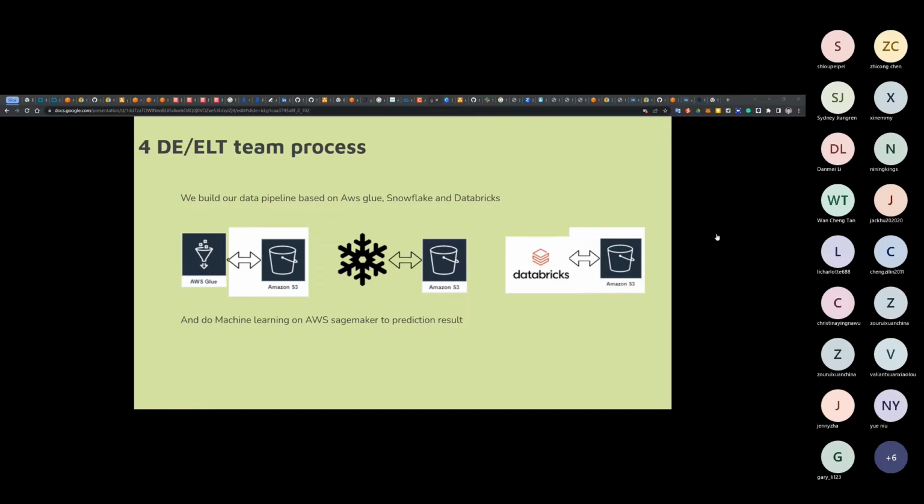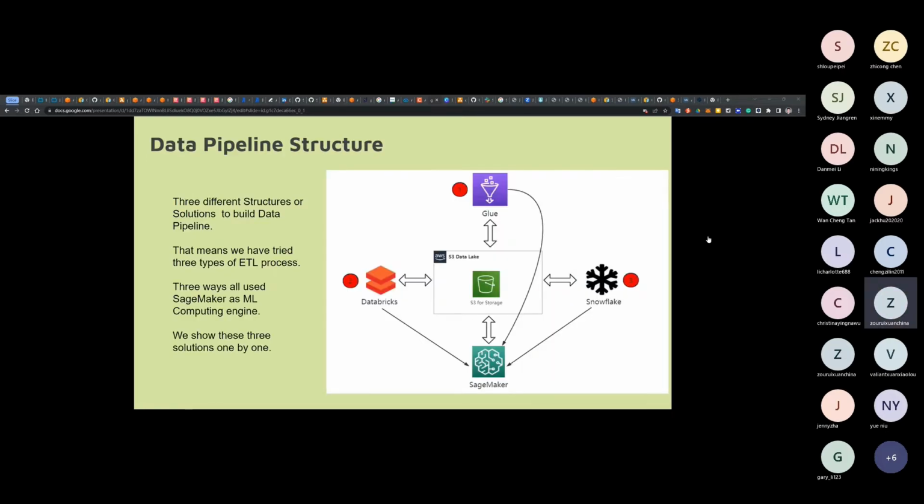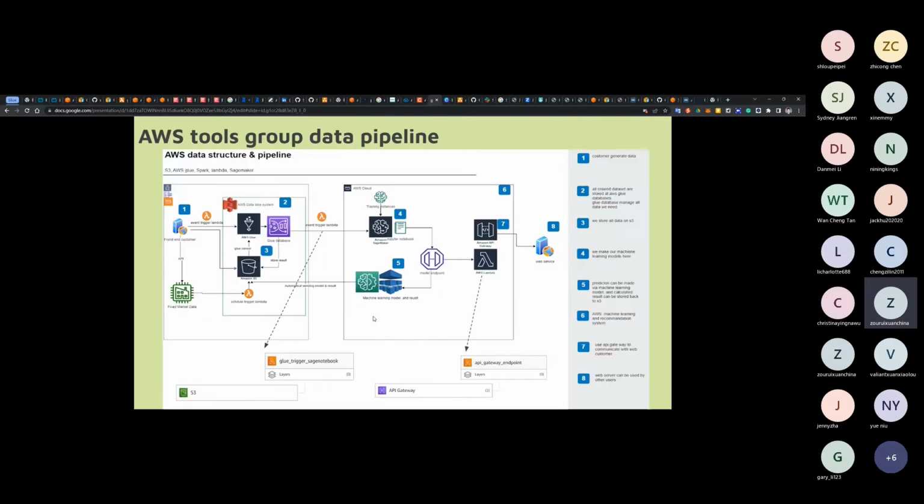So let's start with the first one, AWS Glue. As you can see from the diagram, the 3 different solutions will be connected to S3, and then all the results will be sent to SageMaker to calculate. That means we have tried 3 types of ETL process. We'll show these 3 solutions one by one. The first one, the AWS tool.